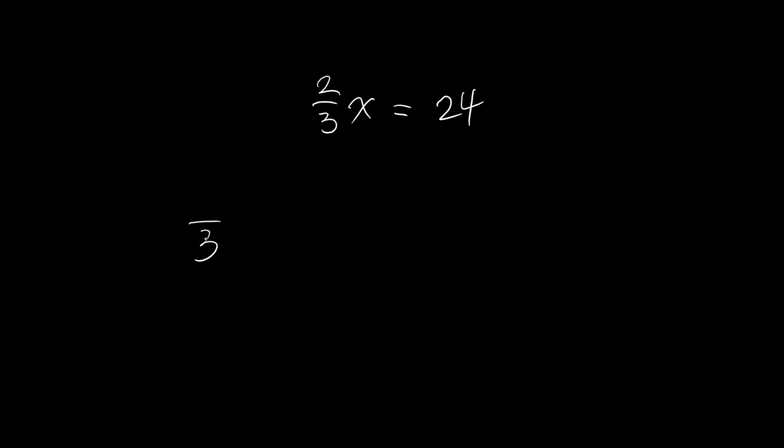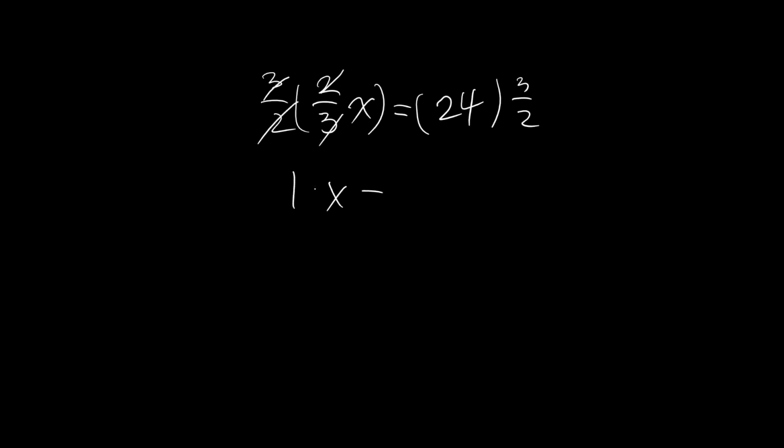So let's actually try that out. If we multiplied both sides by 3/2, what do we get? Well, these 3's cancel out, these 2's cancel out, and you get 1 times x is equal to 36. And again, 1 times x, that's just x. And x equals 36.